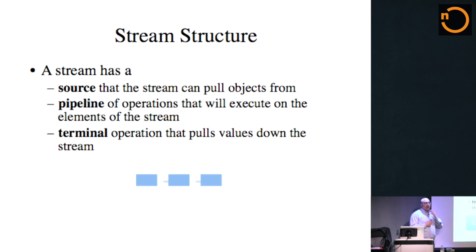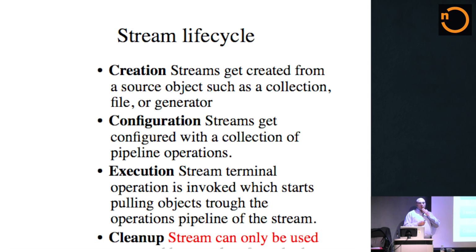So here's a picture of how to visualize every stream. You have to have a source, a pipeline, and a terminal. Because of this structure, what you have to understand is that a stream has a life cycle. With a stream, you first create it. Then you configure it, as in configure the pipeline, the source, and the terminal operation, and then you execute it. Until you actually execute the stream, nothing happens.